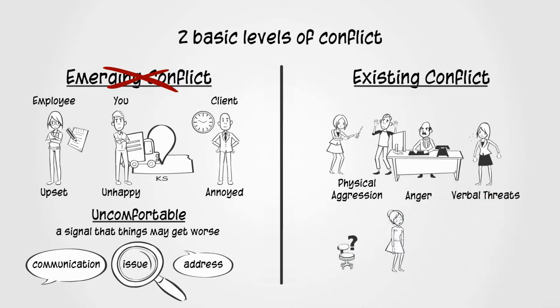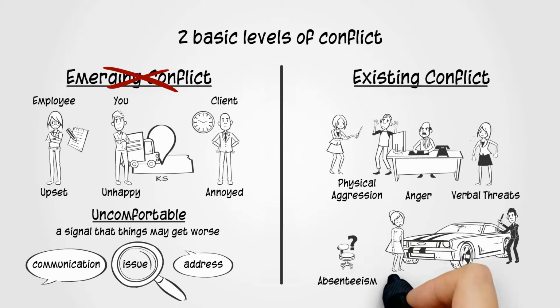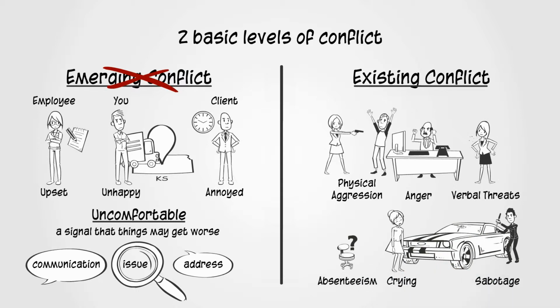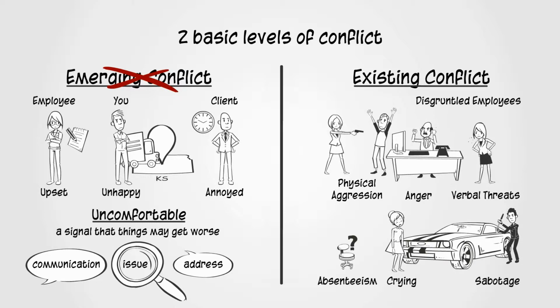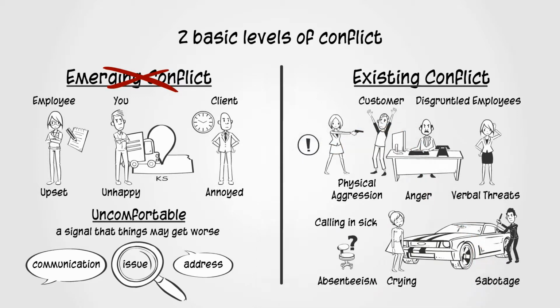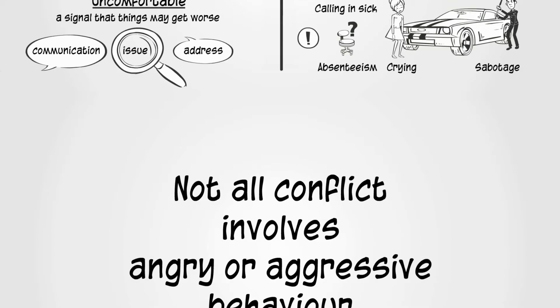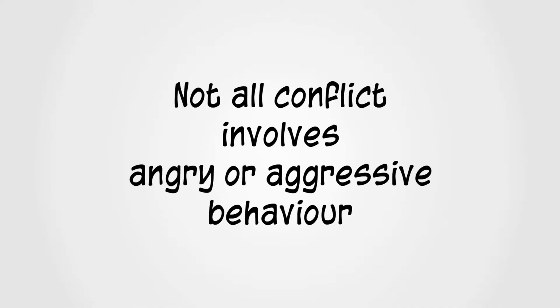Signs of existing conflict can include anger, physical aggression, and verbal threats. However, other signs can be behaviors such as absenteeism, crying, and sabotage. For example, a disgruntled employee can be damaging your business by being cranky with customers and not offering the level of service you require, or they may be calling in sick regularly. Both of these behaviors can indicate that something is wrong and it could involve conflict. An important point to remember is that not all conflict involves anger or aggressive behavior.